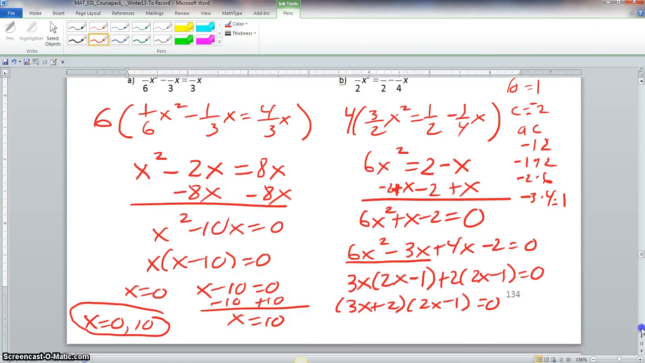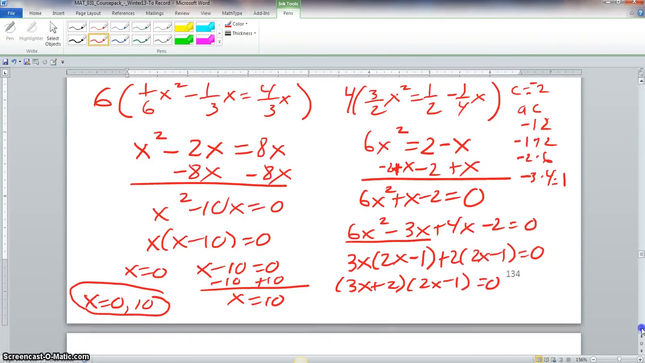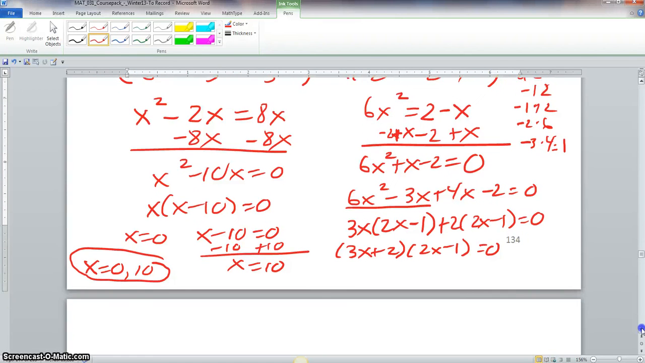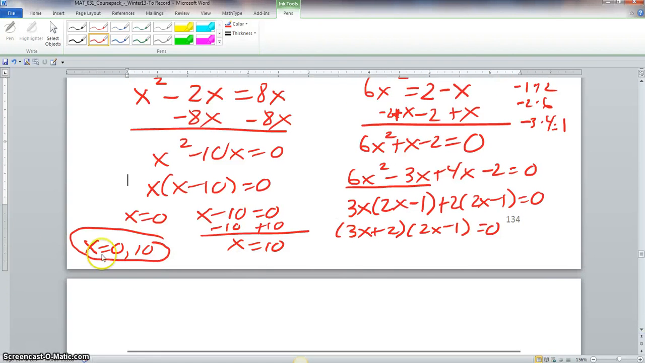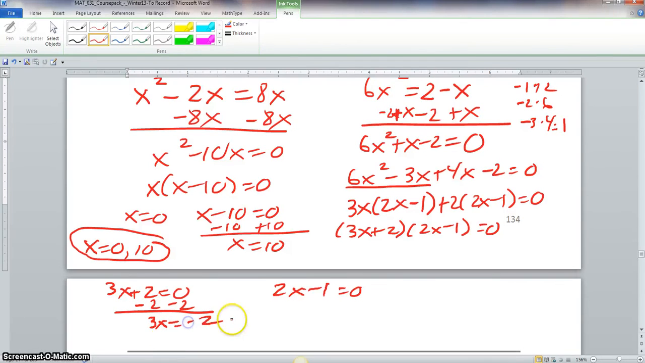Now we go through and substitute. I need more room here. So we could do this here. We could take 3x plus 2 equals 0. Then we could take 2x minus 1 equals 0. Subtract 2 on both sides. 3x equals negative 2. Divide each side by 3. And x is equal to negative 2/3.